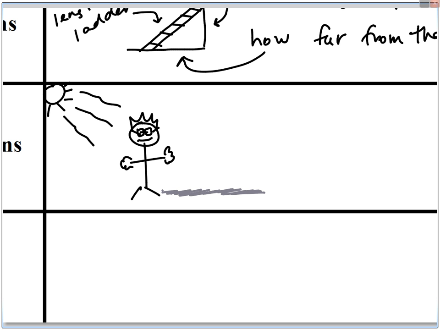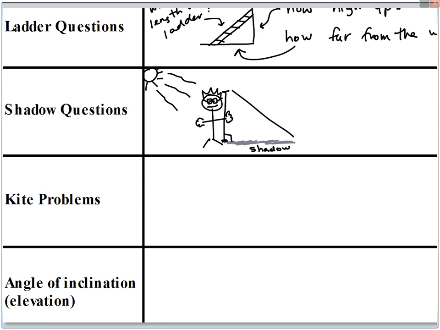The shadow would be on the ground, clearly. And then you probably have to use the height of the person. And then you get this right angle triangle like this. So there's the shadow question. They would say, how tall is the person creating the shadow? Then you search for the up-down. They'd say, what's the length of the shadow? Then you'd search for the left-right. I don't think they would ask for the hypotenuse in that situation.